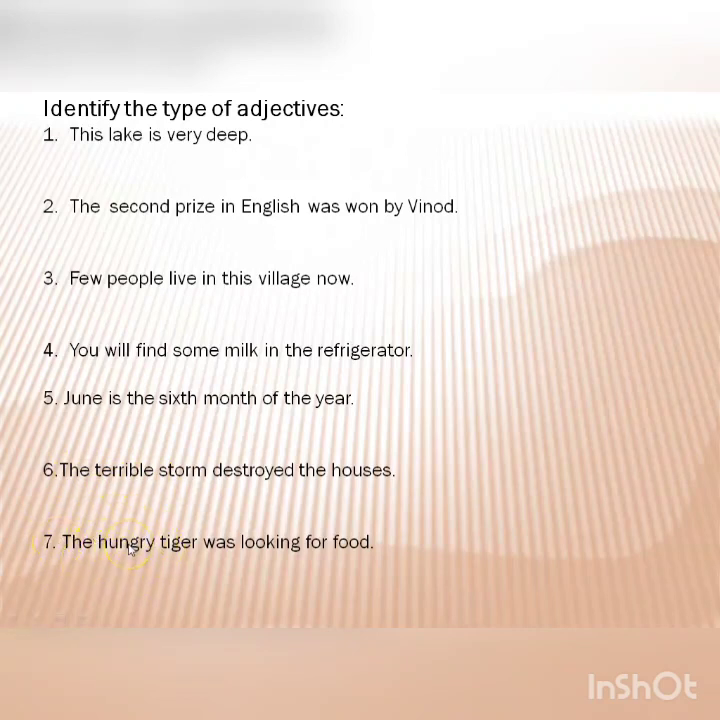Now, have you all been able to identify their types? Let's check it. So, here's the first one. Deep. Deep is a qualitative adjective. It is telling us about the quality of the lake, that the lake is deep. So, it is a qualitative. What about the second prize? Very good. Adjective of number. The word second is an ordinal. So, it is adjective of number.